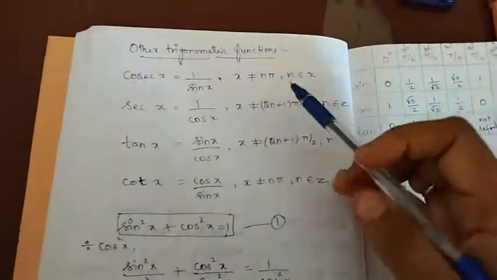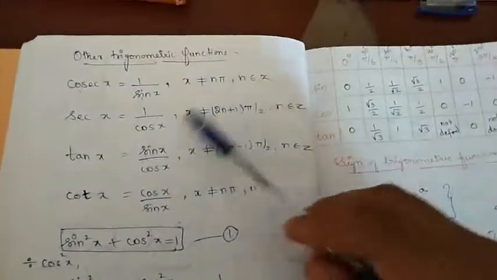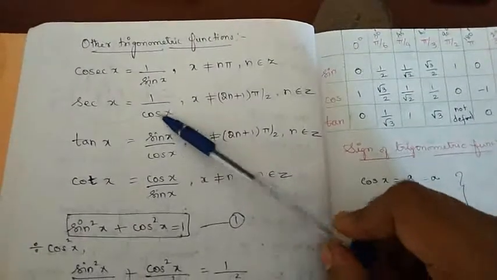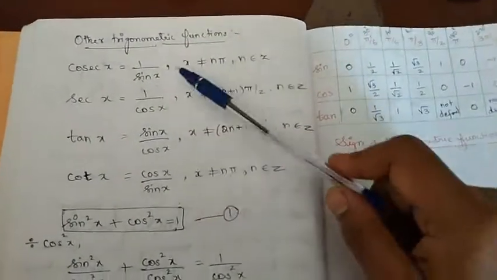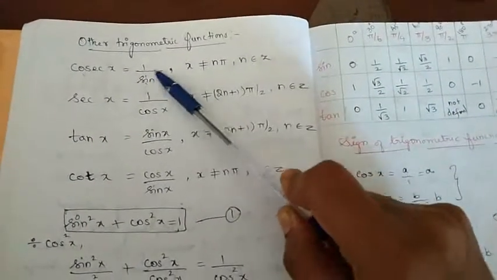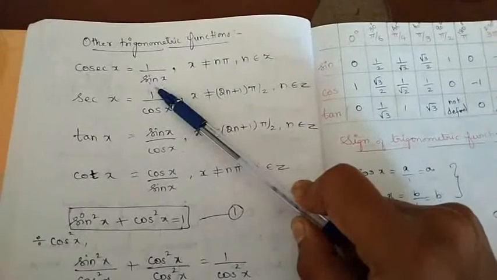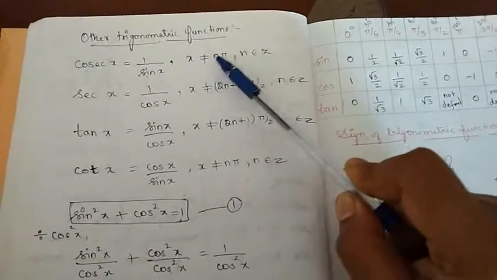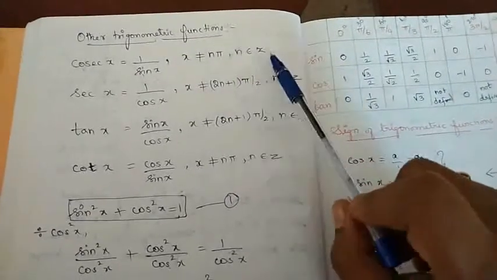Then using this we have defined other trigonometric ratios. Cosec x is the reciprocal of sin x, secant is the reciprocal of cos. All these things we know already. But while defining we have given a constraint, because we know the sine function will become 0 under any integral multiple of pi. So we have mentioned that x should not be equal to n pi, where n belongs to Z.